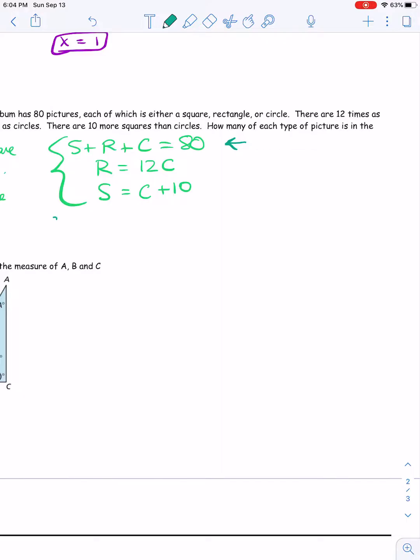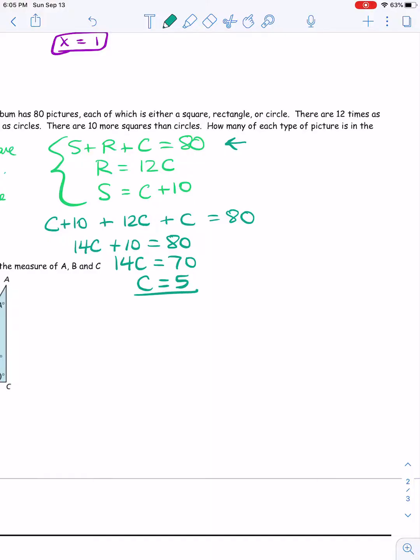So S, that's C plus 10, plus R, R is 12C, plus C equals 80. So let's combine like terms. I have 1C, 12C, 1C. So that's 14C plus 10 equals 80. So that's 14C equals 70. So that means C is equal to 5. So that means there are 5 circular pictures.